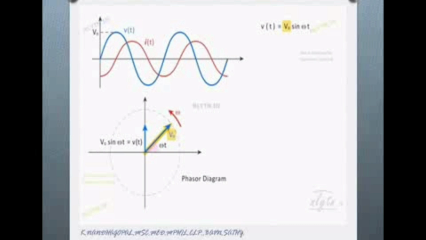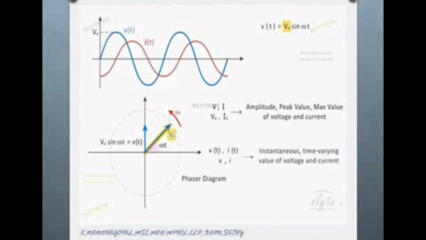The angle between the phasor and the reference axis indicates the phase of the alternating voltage. The capital letters indicate the amplitude, the peak or maximum value of voltage and current. So V is the voltage, I is the current, that's the maximum value. At any instant of time, the small letters are used, depending on the time period: small v of t, i of t.